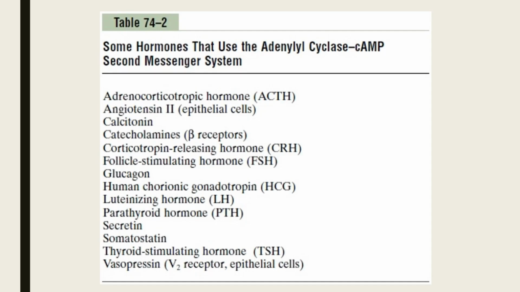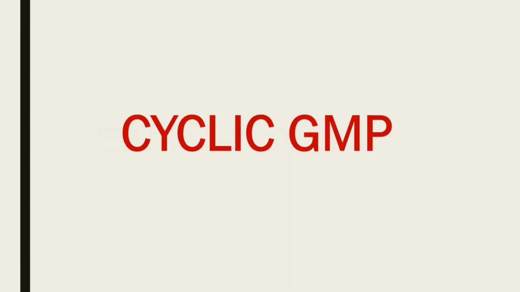Now we will see some hormones that use adenylyl cyclase, that is cAMP, as a secondary messenger. These can be adrenocorticotropic hormone ACTH, angiotensin II, mainly in the epithelial cells, calcitonin, the catecholamines, that is beta receptors, corticotropin releasing hormone, follicle stimulating hormone FSH, glucagon, human chorionic gonadotropin HCG, luteinizing hormone LH, parathyroid hormone, secretin, somatostatin, thyroid stimulating hormone, vasopressin, mainly in the epithelial cells.